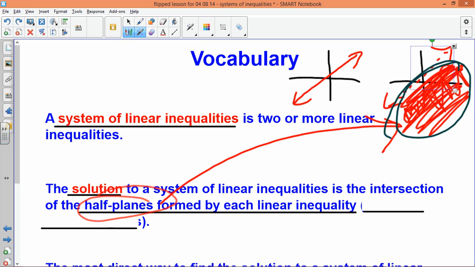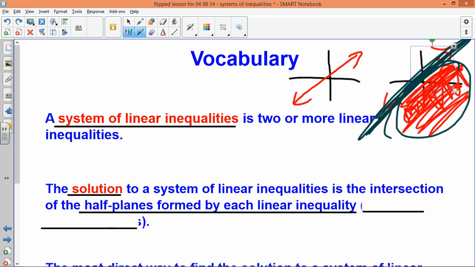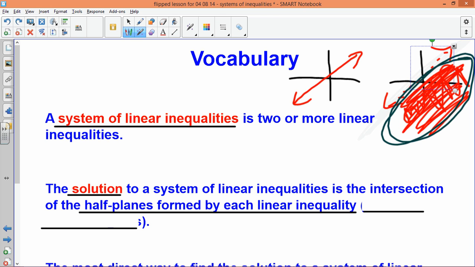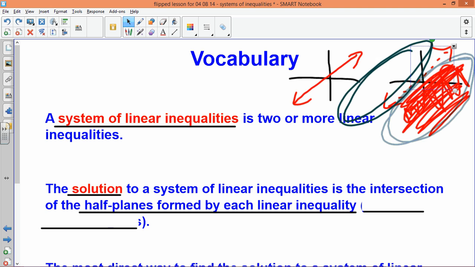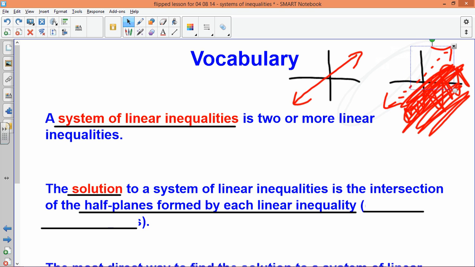This half plane, because the boundary line of our equation or our inequality separates the plane into two half planes. One half plane is all the solutions. The other half plane is no solutions. Okay, so the solution of a system of linear inequalities is the intersection of the half planes formed by each linear inequality, or of the two shaded regions.